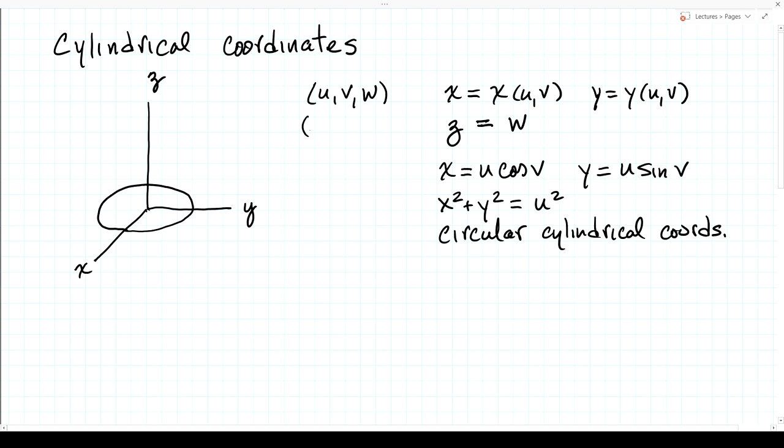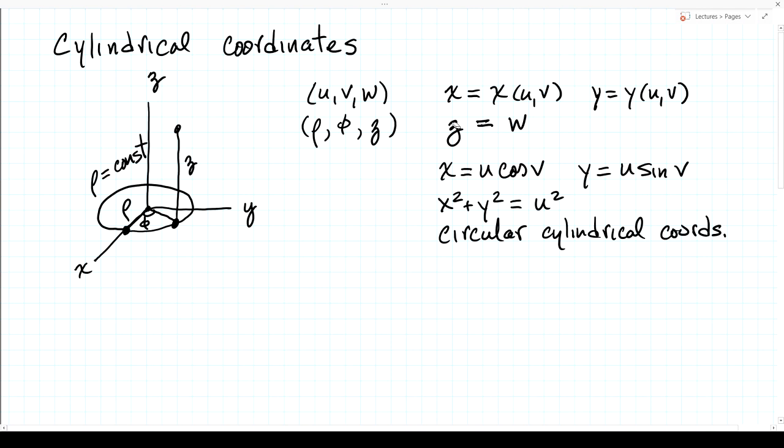And we'll use the common notation. Instead of u, we'll use rho. Instead of v, which is an angle, we'll use phi. And instead of w, we'll use z. So this is a circle. Rho is equal to a constant. And we locate a point in space by first starting at the origin, moving a distance rho out along the x-axis to this circle, and then rotating that point about the z-axis in a right-handed sense by an angle phi, and then moving up a distance z. So that's how we locate a point in space.